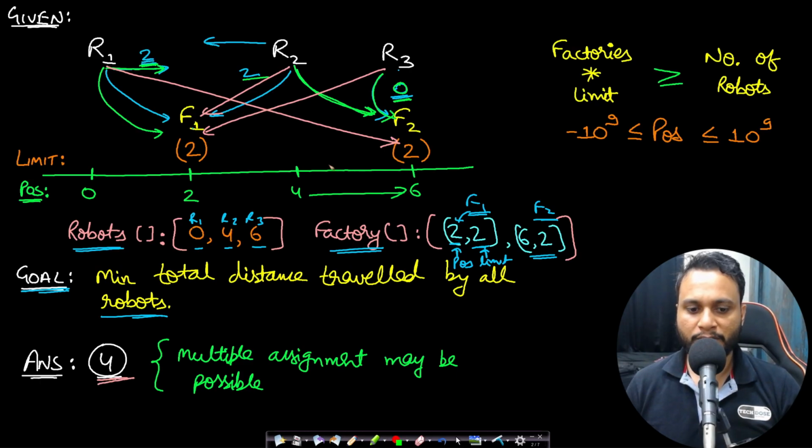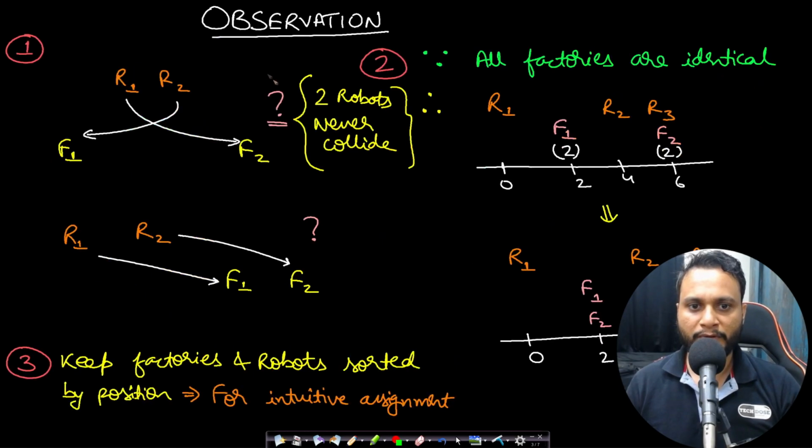If you try out, then you will see that there will be multiple assignments which will give you 4 as an answer. But I don't care if there are multiple assignments. I just need to find the minimum distance traveled, and I will just return the distance value as an answer. So I hope the problem statement is clear. Now we will look at some observations to build our optimal solution.